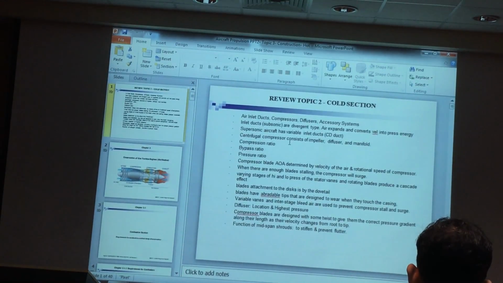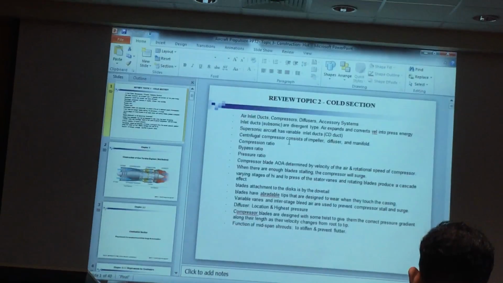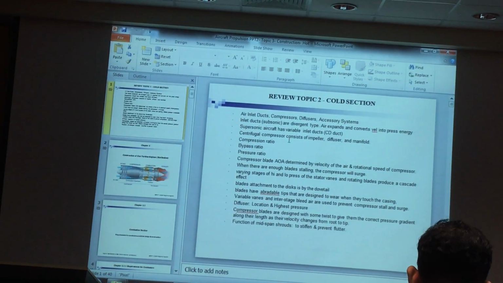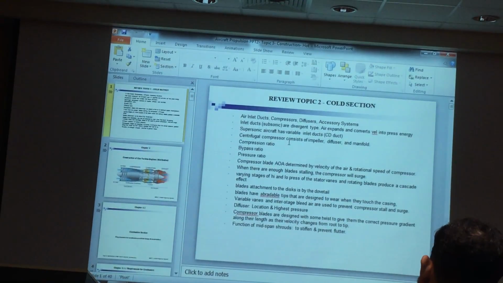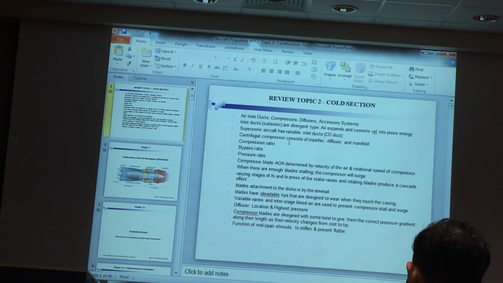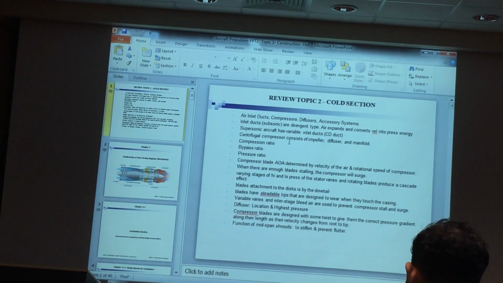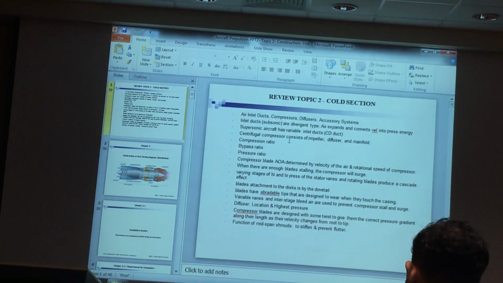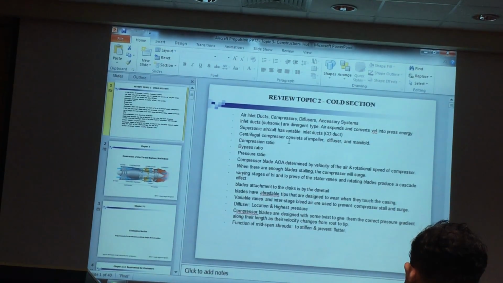Compressor blade AOA determines the velocity of the air. Remember the air coming into the compressor is determined by two factors. Your vector diagram, your vector airflow: one is the velocity of the air coming in, and also the rotor speed. You're going to have a resultant airflow, correct?